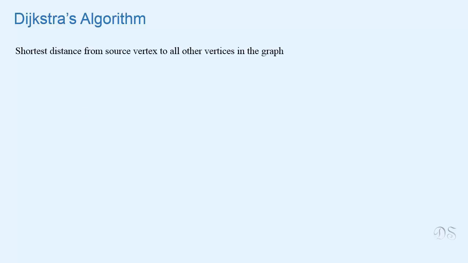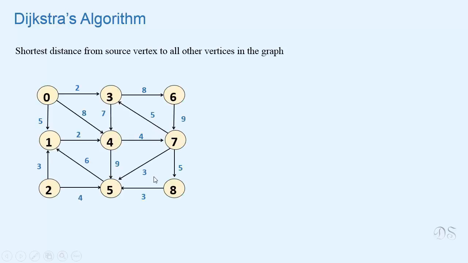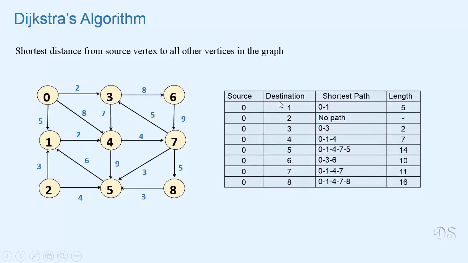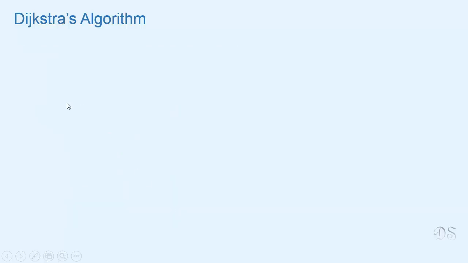In Dijkstra's algorithm, we find the shortest distance from the source vertex to all other vertices in the graph. It gives correct results only if all the edge weights are non-negative. For example, in this graph, if we take 0 as the source vertex, then using Dijkstra's algorithm, we can find the shortest path and shortest distance from vertex 0 to all other vertices of the graph. Now let's see how Dijkstra's algorithm works.